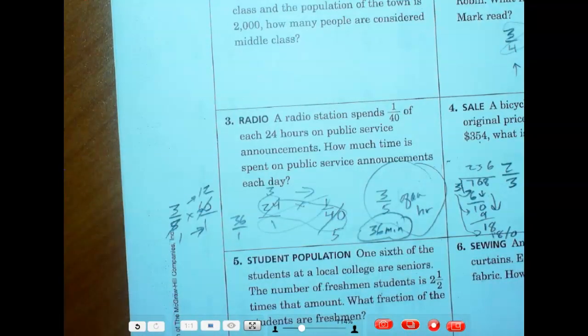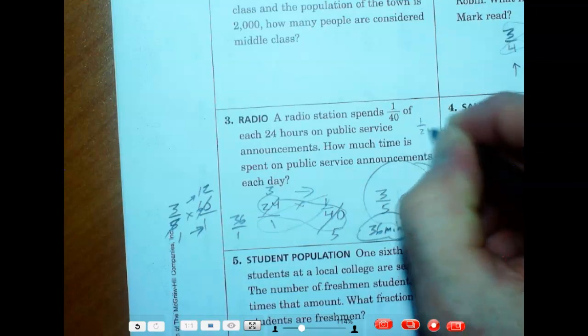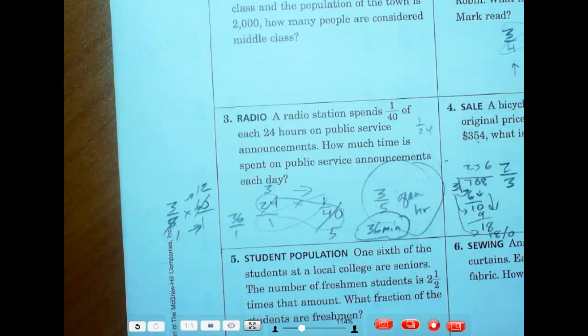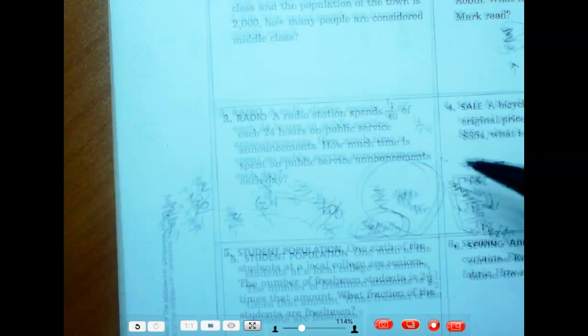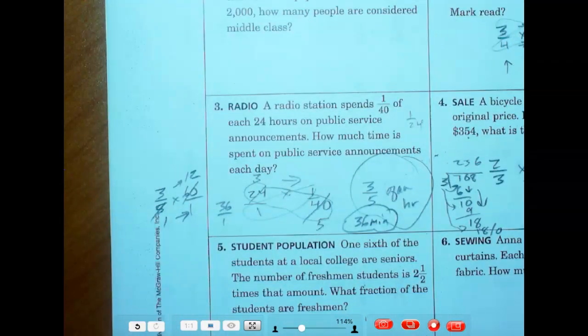That makes sense. Think about it. If it was 1/24th of a day, the radio station is 1/4th of each 24. So if it was 1/24th, it would be 1 hour, and this is 1/4th. So it definitely has to be less than an hour. 36 minutes is less. 3/5 of an hour is less. All right, good luck with the rest.